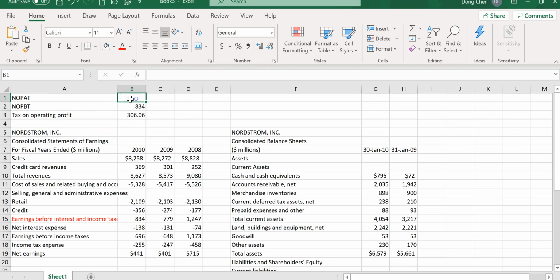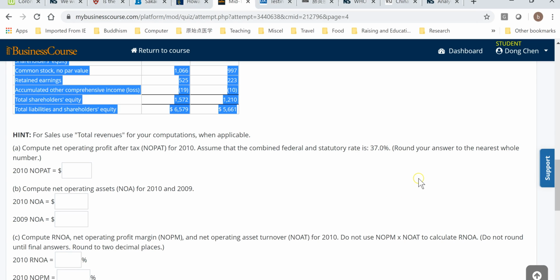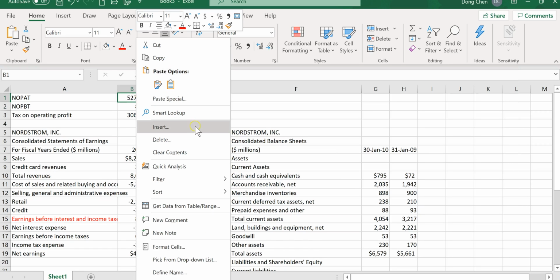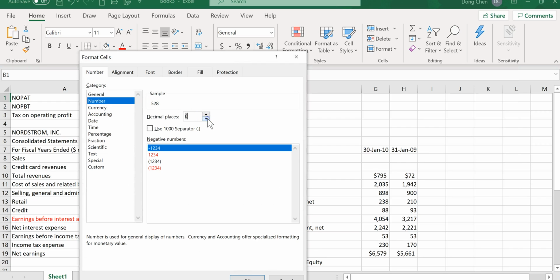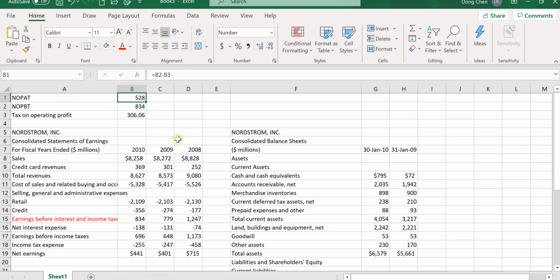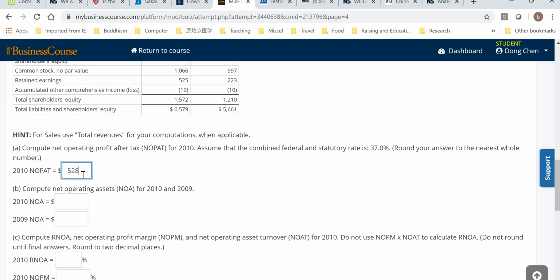And then NOPAT, net operating profit after tax, can now be calculated by taking the difference between the NOPBT, which is EBIT, and this tax here, which is B2 minus B3. Then we need to pay attention to the rounding requirement. Round your answer to the nearest whole number. So we keep this to the whole number, with no decimal place. And it turns out the number is 528.